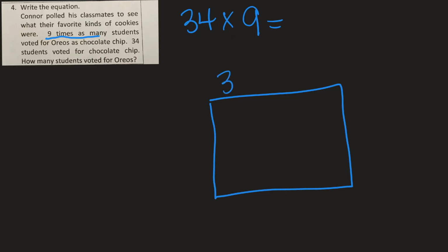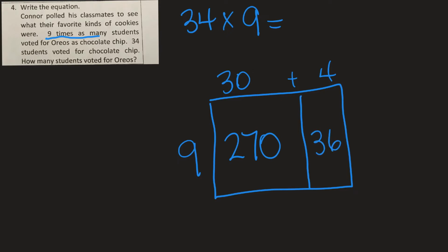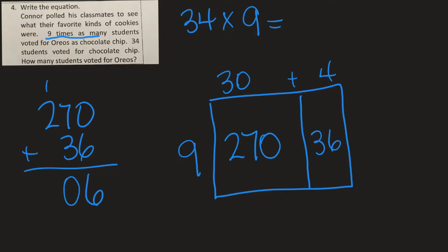And break apart 34 to be 30 plus 4 times 9. And I know 9 times 3 is 27, so 9 times 30 is 270. And 9 times 4 is 36. Then I'm going to add those together. I get 6 and 10, so I'm going to carry that 1. So that would be 306 students voted for Oreos.